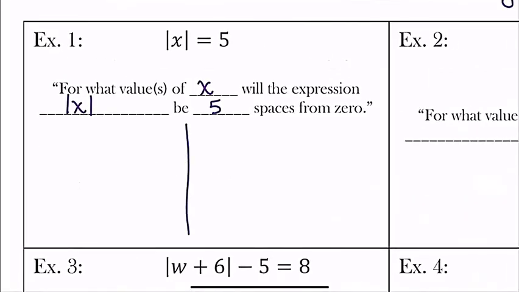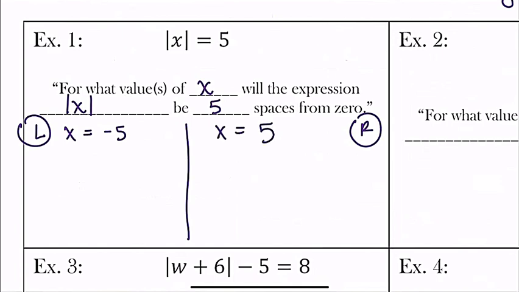So what we're going to do, I'm going to go like this. I'm just going to label L and R for left and right. If I go to the left, I would be going in the negative direction. If I go to the right, I'd be going in the positive direction. For this one, since there's nothing else on the inside, this is just the answer. You don't have to solve anything. So here and here would be our answers. We have x equals -5 and x equals 5 because both of those are 5 spaces from 0 in different directions, obviously.